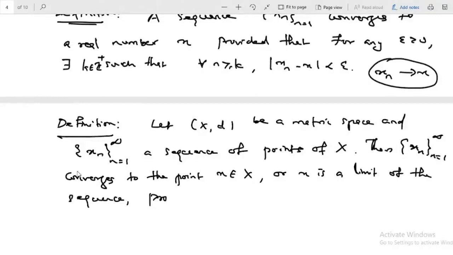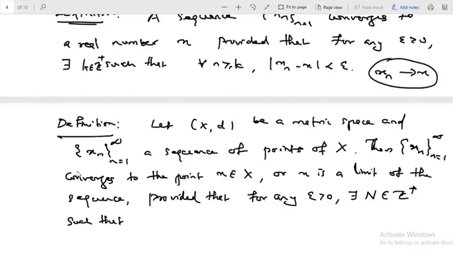provided that for a given epsilon greater than 0, for any arbitrary epsilon, there exists a positive integer capital N such that for every n greater than or equal to N, the distance between xn and x, instead of modulus, is less than epsilon. That is, d of xn and x is less than epsilon after some place, decreasing as desired. Then we say that xn converges to x.